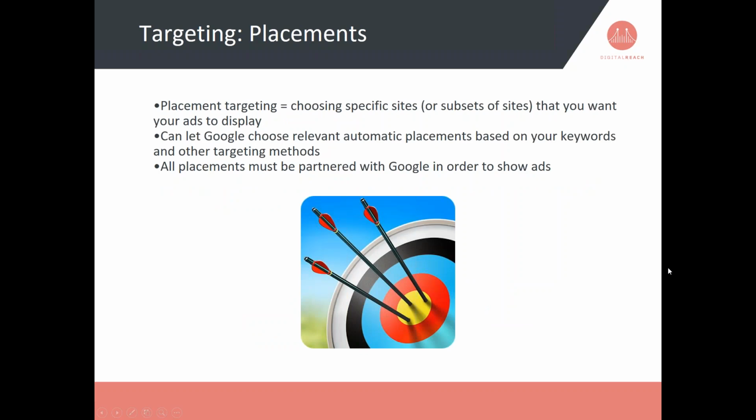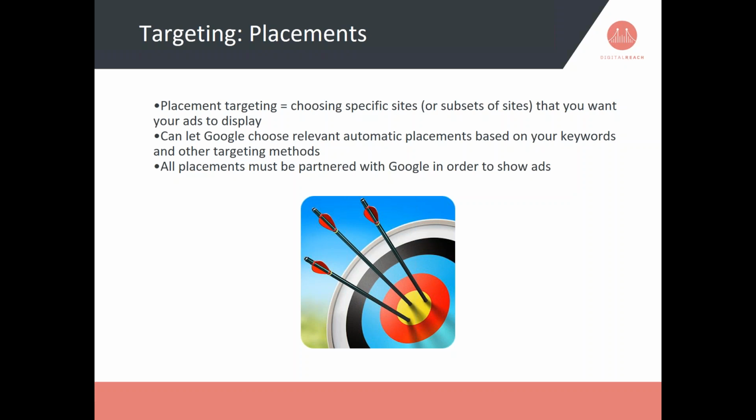All right, next form of targeting is placements. Placements is actually the easiest to understand because you literally just get to choose the websites that you want to place your ads on. So you get to choose specific sites or subsets of those sites that you want your image and text ads to show on. So if I want my ad to show on New York Times somewhere, you could add that as a placement and your ad will show up there.